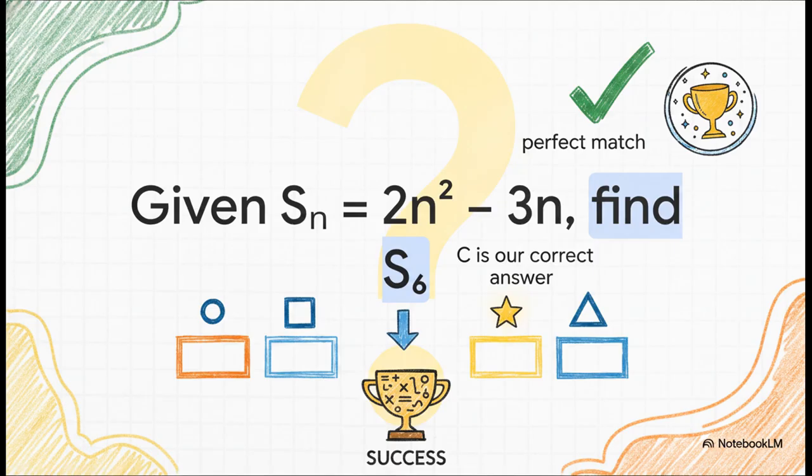Yes, we have a perfect match. Option C is for sure our correct answer. Man, it feels so great when the math works out perfectly like that, doesn't it? This really cements the victory and proves that breaking the problem down step by step pretty much guarantees the right result.